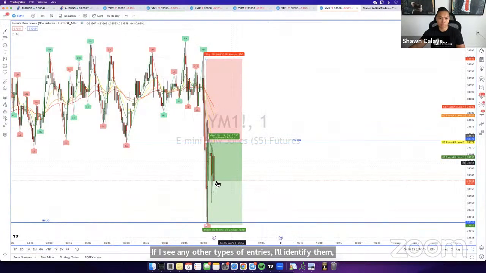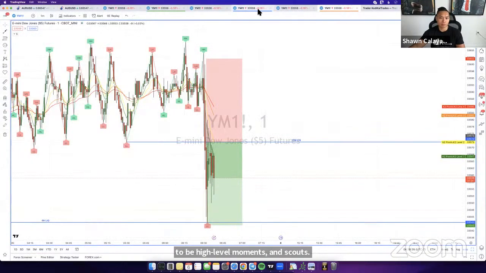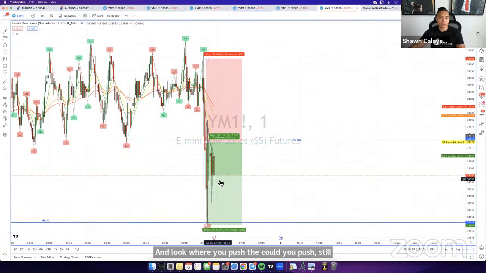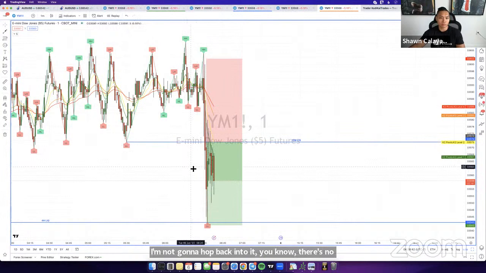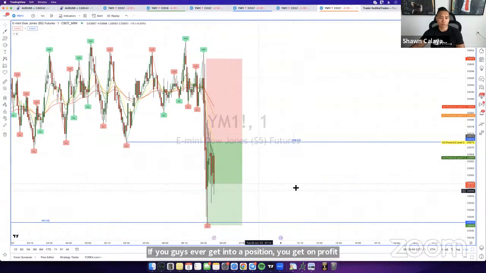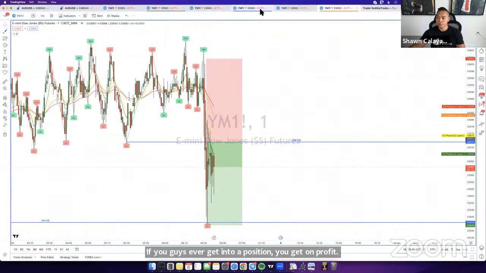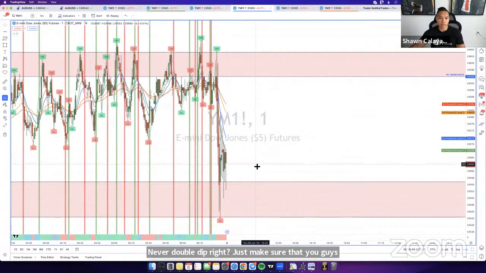Liquidity push is still running in profit. I'm not going to hop back into it. There's no point in double dipping. If you guys ever get into a position and you get out in profit, never double dip. Just make sure that you don't get greedy and double dip into the position, because sometimes it'll work in your favor, a lot of times it won't. So just be patient and wait for the next entry to appear.